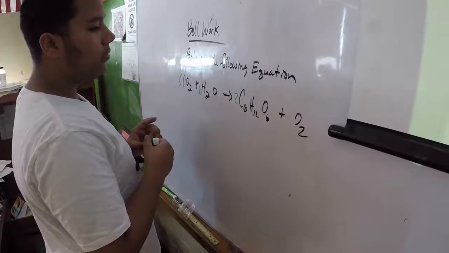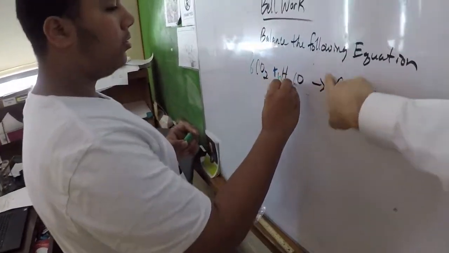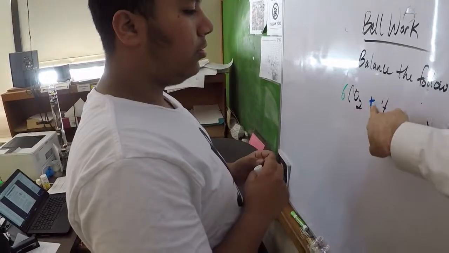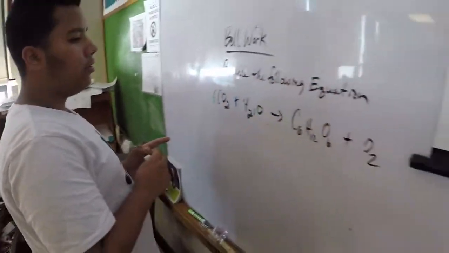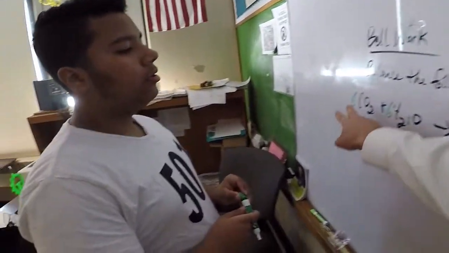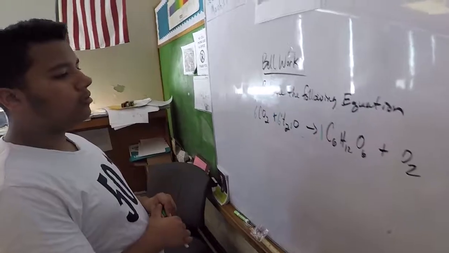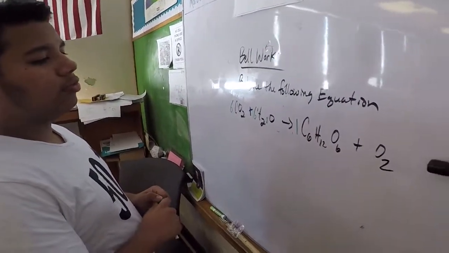This is wrong. That's wrong. You can't change the subscripts. It's H2O. That's right. Think about 6 times 2 is plus 6, minus 6.